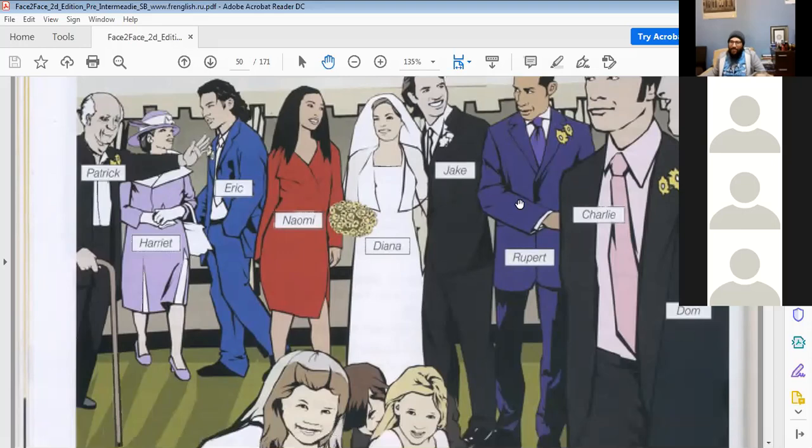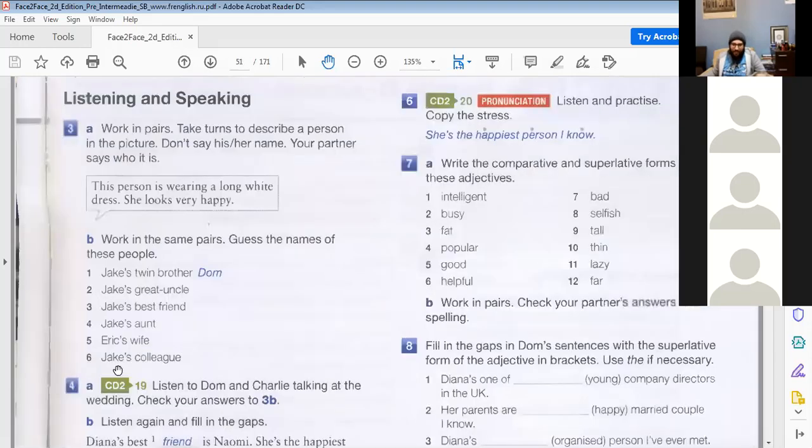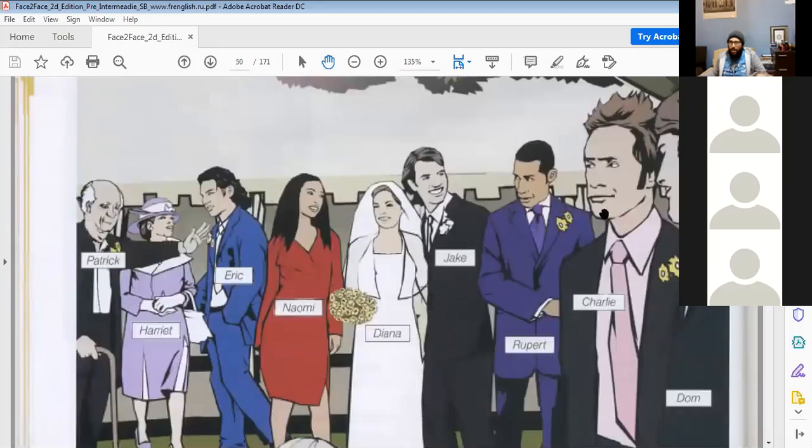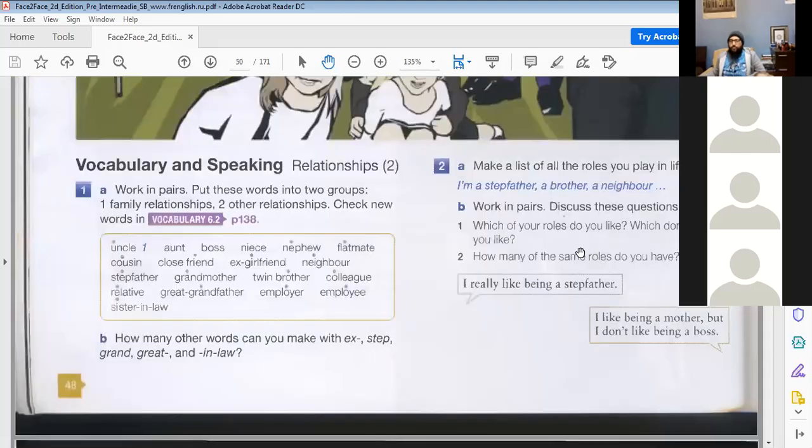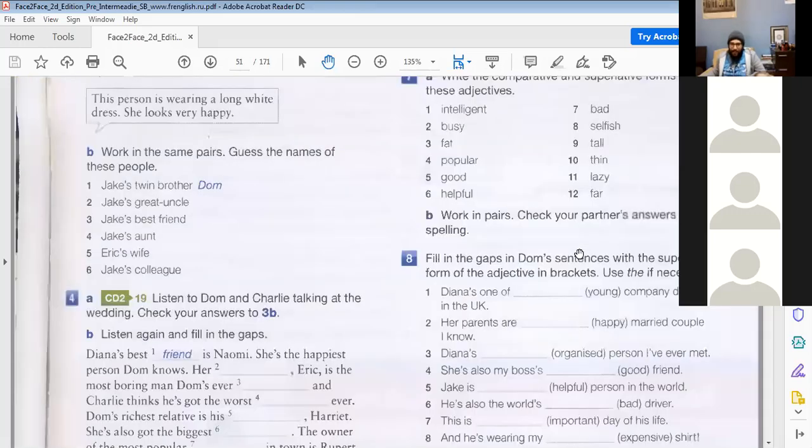So, okay. And then we have Jake's colleague. Who do you think is Jake's colleague? Do you think it's Charlie, or do you think maybe it's Eric? Eric. Charlie. Maybe Charlie. Yes, maybe. Okay. All right, so let's listen and find out, okay?